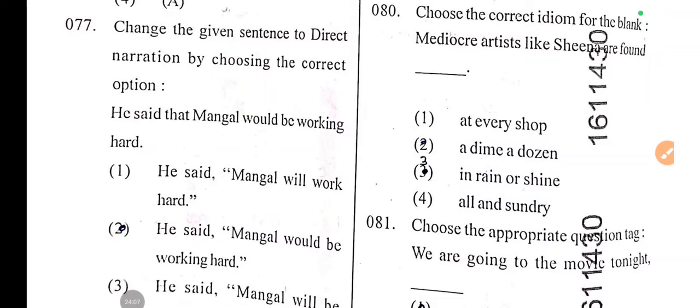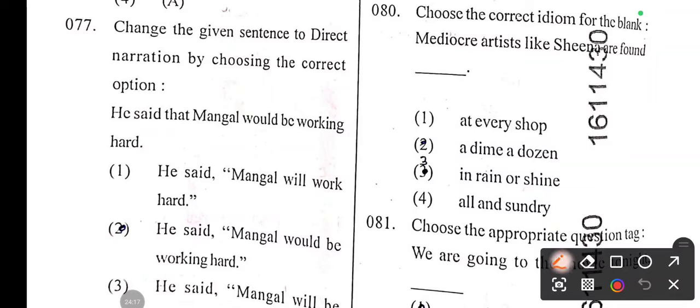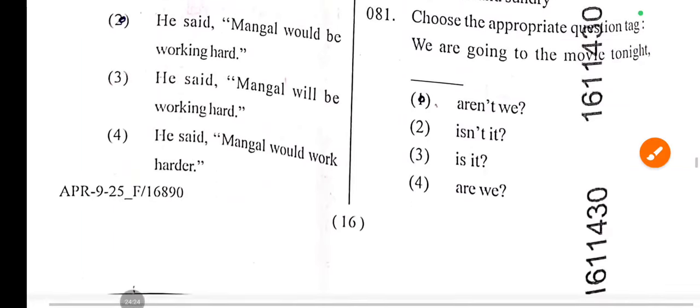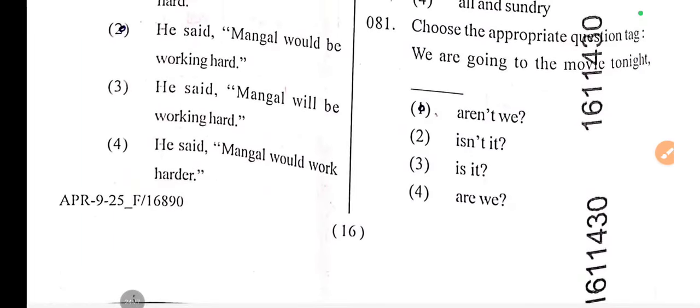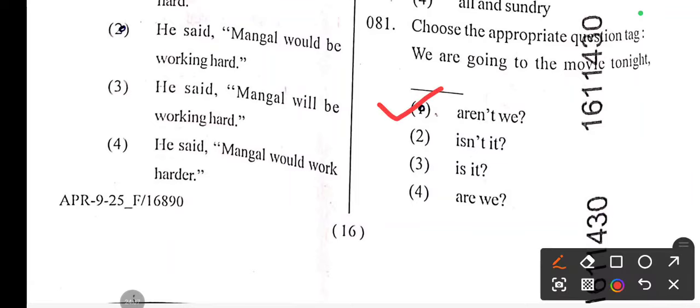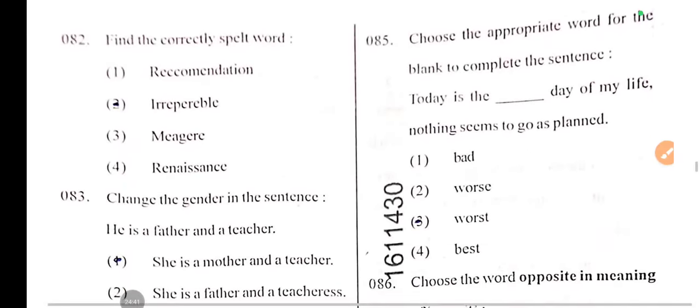Question 80. Choose the correct idiom for the blank. Mediocre artists like Sheena are found dash. Answer option 2, a dime a dozen. Question 81. Choose the appropriate question tag. We are going to the movie tonight. Answer, aren't we? Option 1.